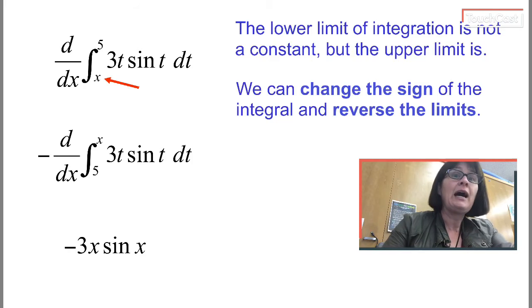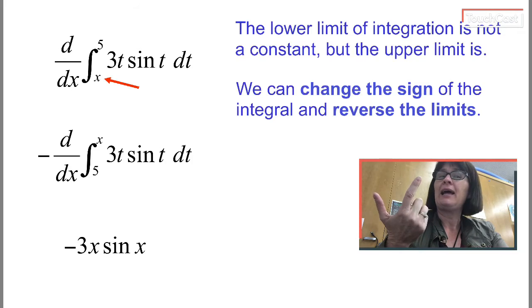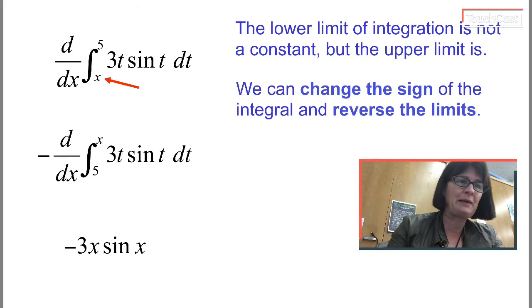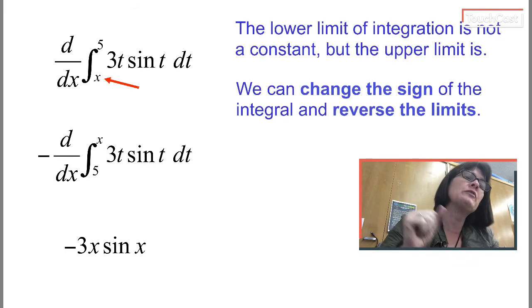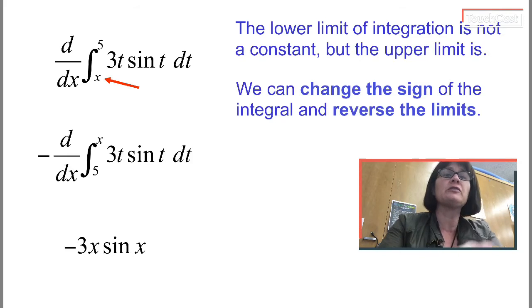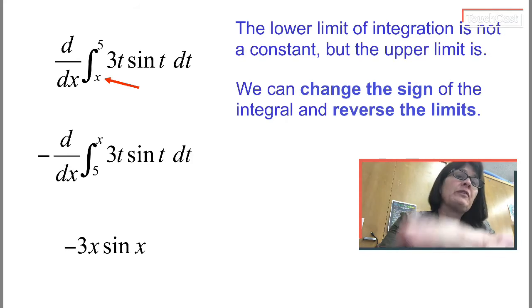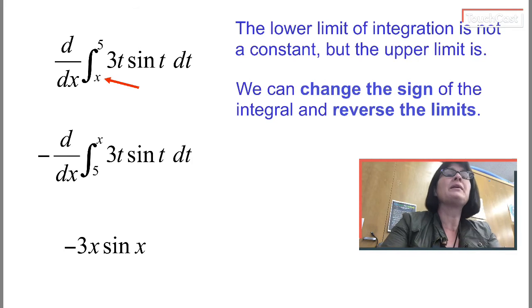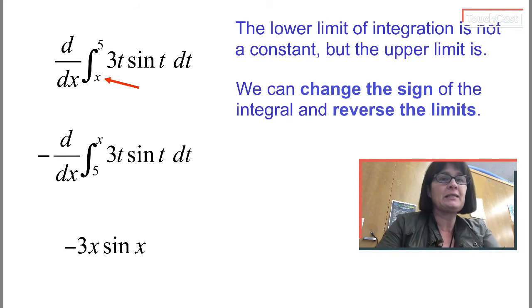Try this example. I'm taking the derivative of an integral, and things are kind of right, except my upper limit is the constant and my lower limit is the exact match for the variable that I'm taking the derivative with respect to. So notice I can use the order of integration property to change the order of integration. So instead of the derivative of the integral from x to 5 of 3t sine t, I'm going to have the opposite of the derivative of the integral from 5 to x of 3t sine t. Now I'm going to simplify this part.